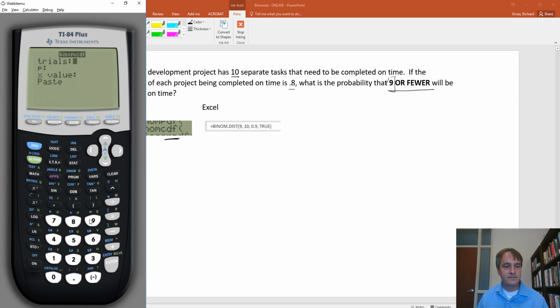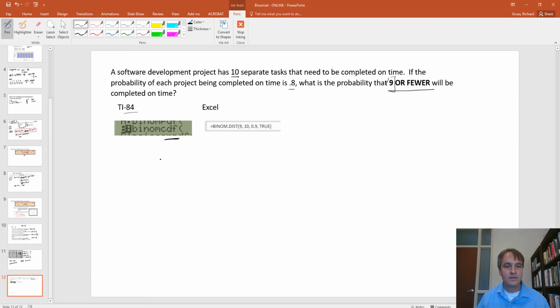Now we have number of trials is 10 again. Hit enter. Probability 0.8. And the x value we're asking about is 9. This is going to give us the probability of 9 or fewer, so the probability that x is less than or equal to 9. Hit enter twice, and it tells us that probability is 0.893.